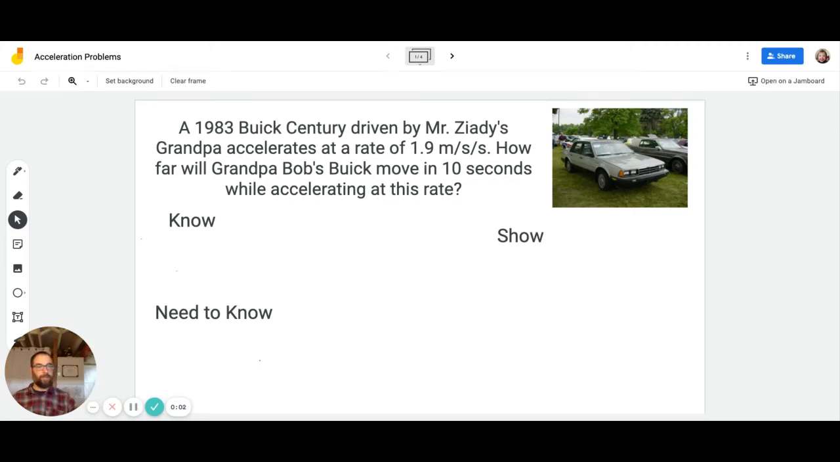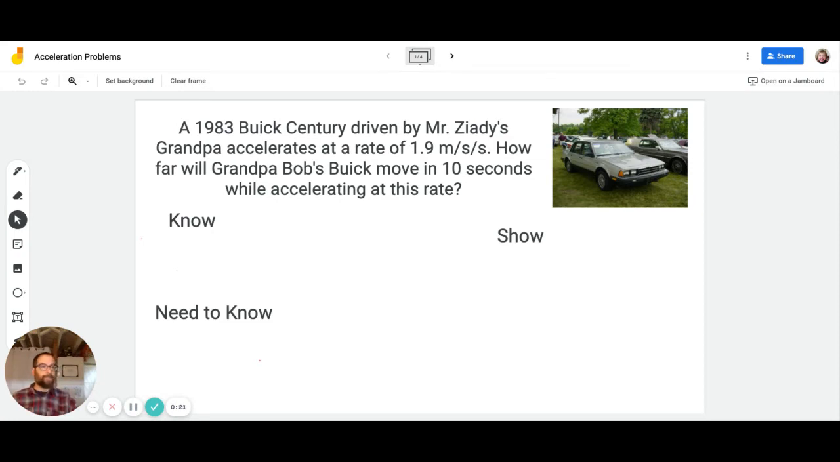Okay, in this video, scientists, I would like to show you again how to use the acceleration equations to determine the distance an object moves while accelerating, or if you know how far they go and how long it took, the acceleration that the object was experiencing as it moved.